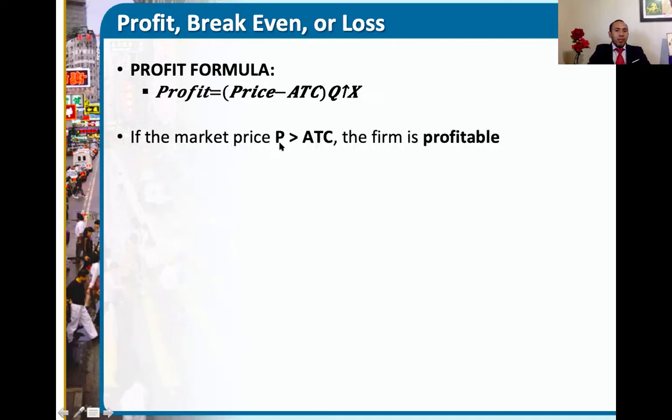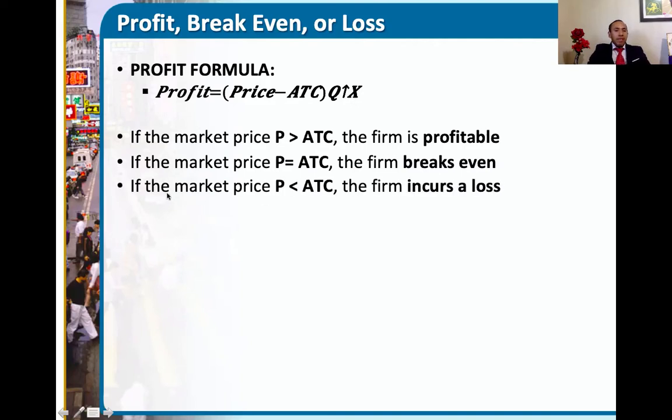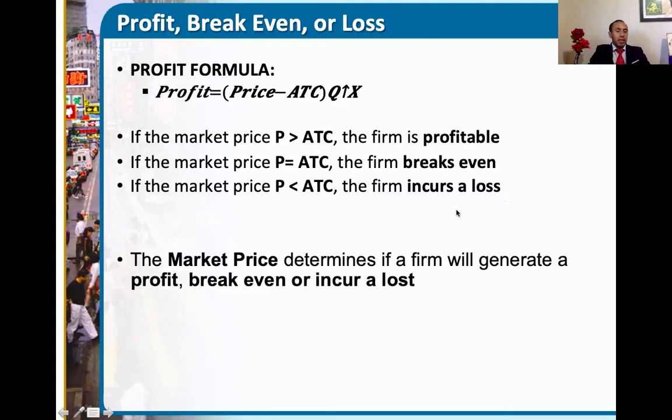And if the market price is greater than the average total cost of production, then the firm is highly profitable. If the market price is equivalent to the average total cost, the firm breaks even. And if the market price is less than the average total cost, the firm incurs a loss. In some cases, when the price really drops below a certain point, the firm shuts down. So the market price is essentially what determines if the firm would generate a profit, break even, or incur a significant loss in our competitive structure. The market price essentially determines all three conditions of the firm.